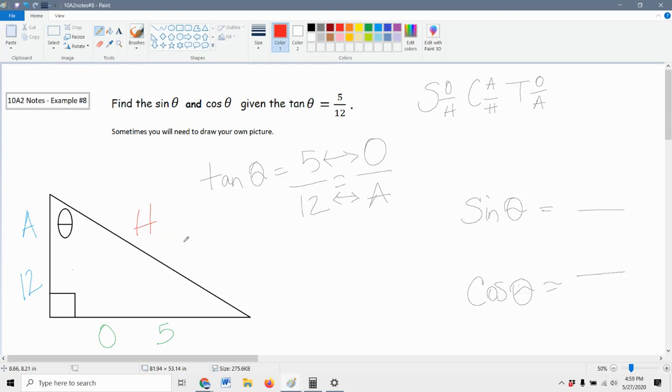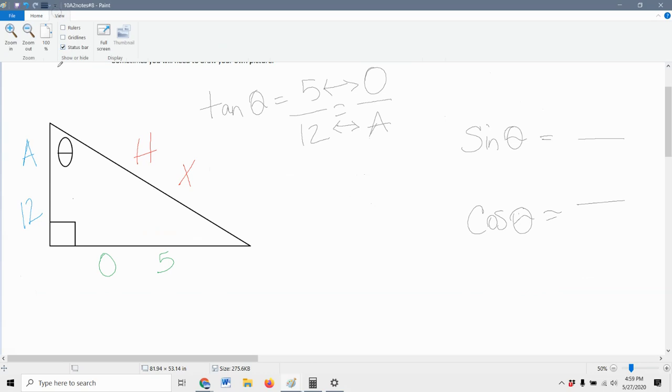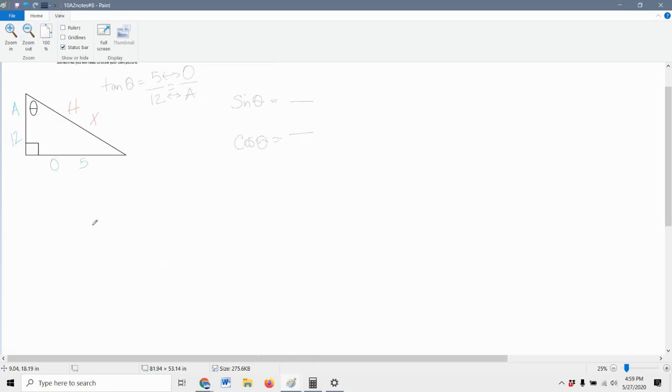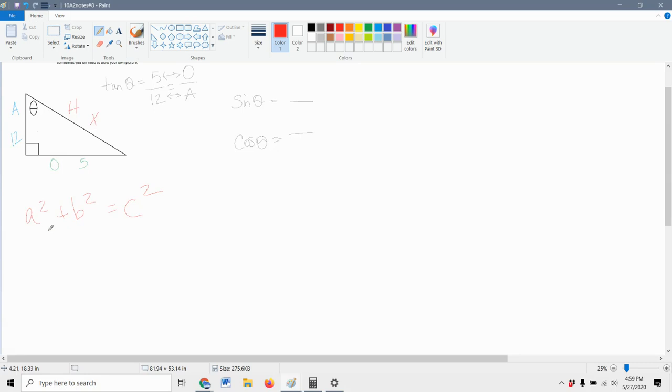We don't know how long the hypotenuse is, and so we will need to be using the Pythagorean theorem formula. A squared plus B squared equals C squared. Of course, that is leg squared plus leg squared equals hypotenuse squared. That's another way to think about that. Our legs, of course, are these two sides that make up our right angle. So we have 12 squared plus 5 squared equals that unknown side, or that x squared on the hypotenuse side.